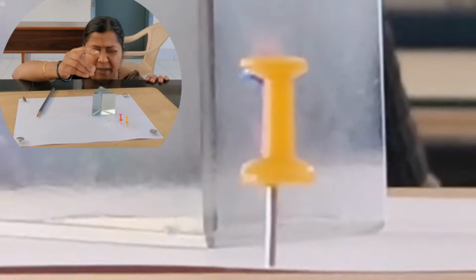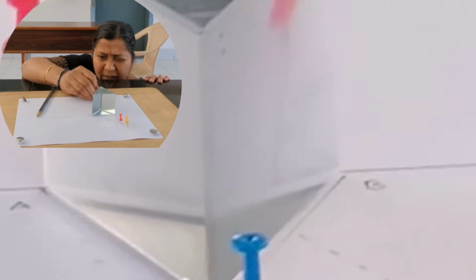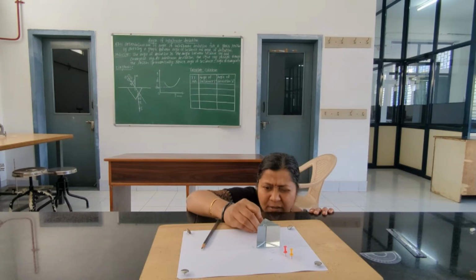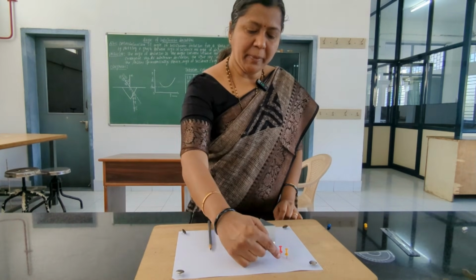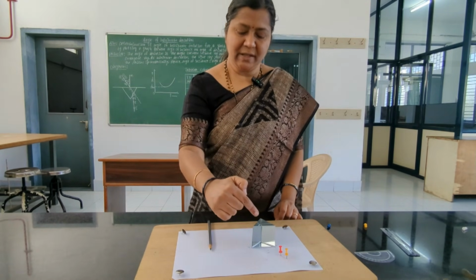Only you should see the red one, which is the second one. Looking through that, you put another pin on the second refracting surface, so that once you put it, you should not be able to see it. We have put two pins in the direction of incident light.